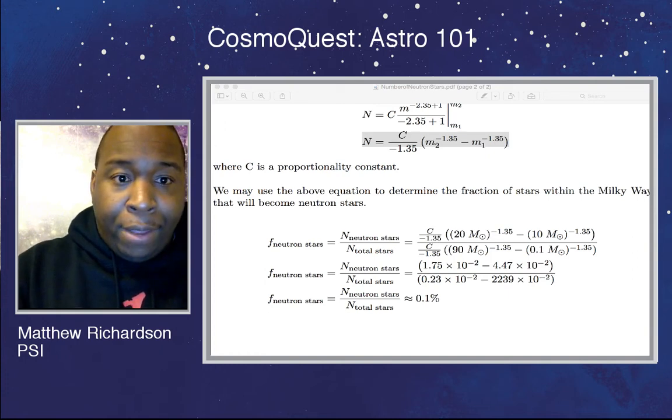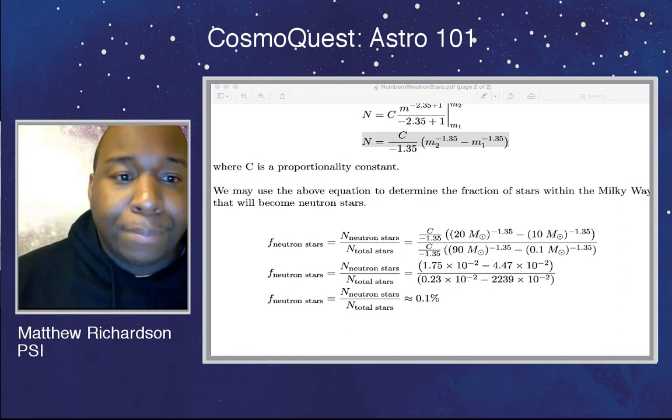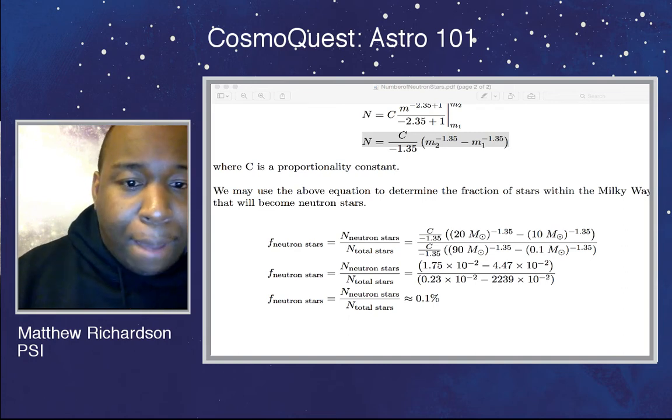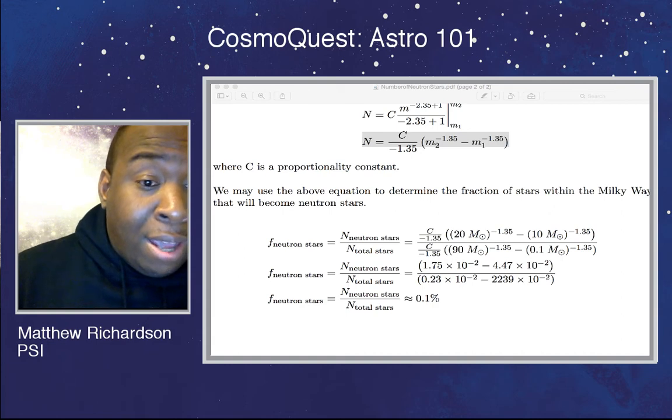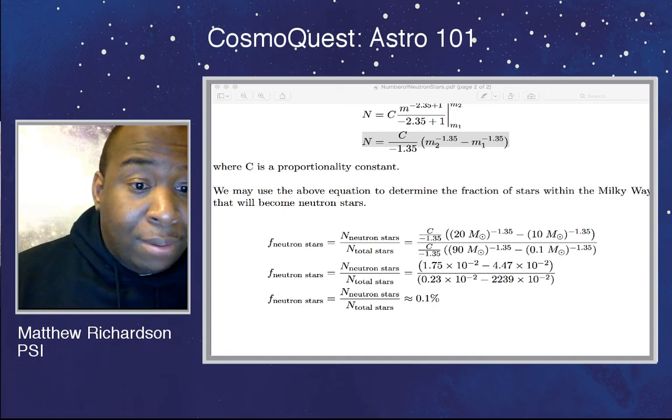And I am having a hard time. Let's see. Polytrope. And I'm just going to type in neutron star. See what it gives me. Ha! Polytrope. There we go. Yes, I think that's the case.